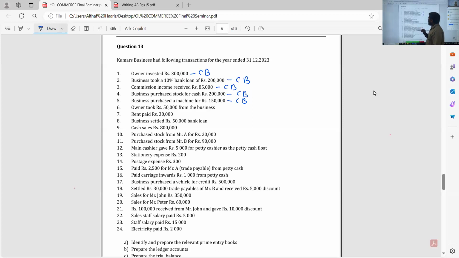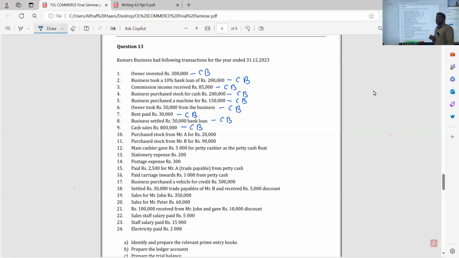Owner took rupees 50,000 from the business, again connected with cash, cash book. Rent paid rupees 30,000, again connected with cash, cash book. Business settled rupees 50,000, again connected with cash, cash book. Cash sales, again connected with cash, cash book.